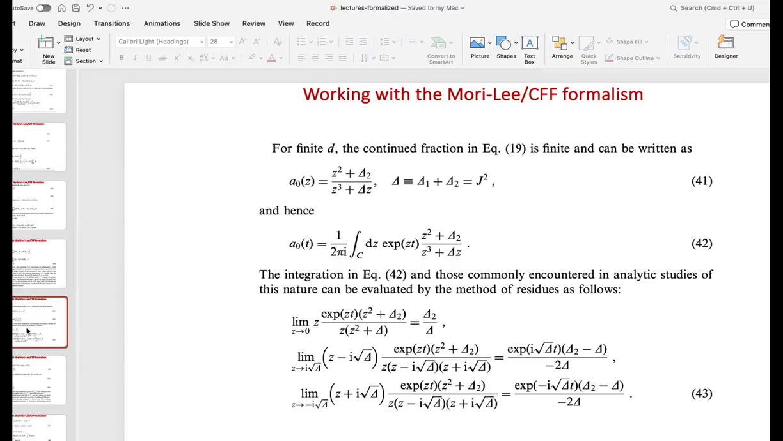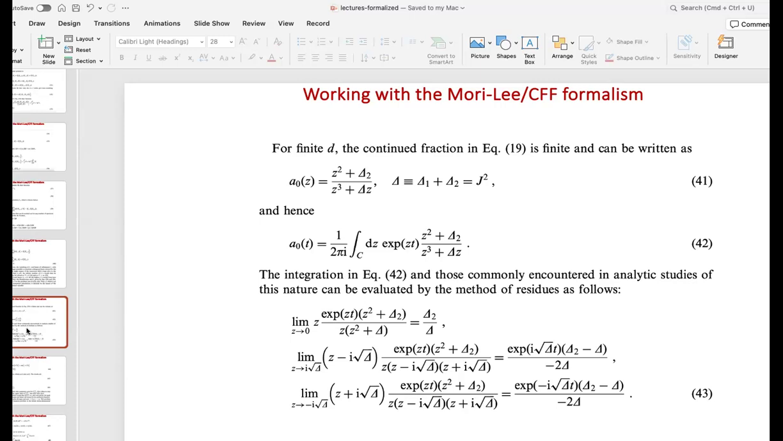And in this case, for z going to 0, you get this frequency, and for z going to i square root of delta and minus i square root of delta, you get the frequencies that I have here. I'll show you in a moment what happens. But best is to use a simple method like residues to do this.